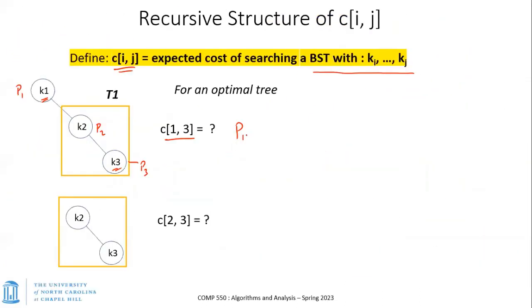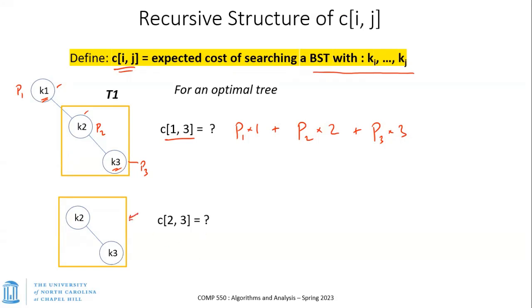So the cost of C 1,3 is the probability of K1 happening times the depth plus 1, which is 1, plus P2 times 2, because you have to examine 2 nodes, plus P3 times 3. Right? So far, so good.